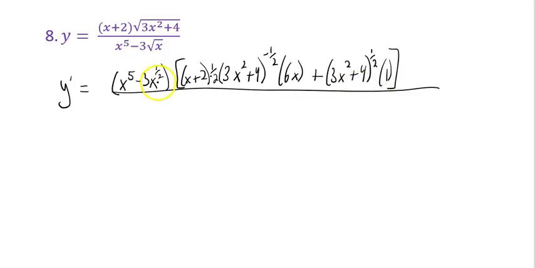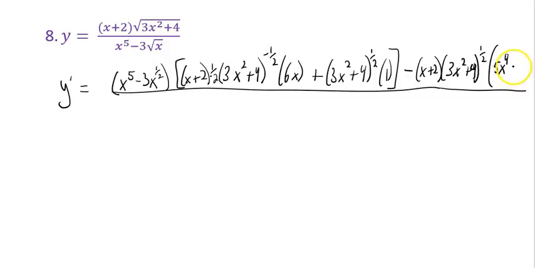Now if you look, what we've done is bottom times the derivative of the top. So I need to come over here and subtract the top times the derivative of the bottom. And that would be a 5x to the 4th minus 3/2 x to the negative 1/2. And then it's all over the bottom squared.